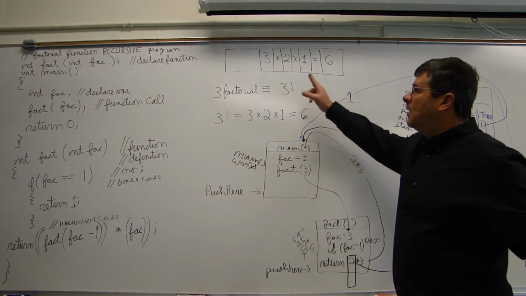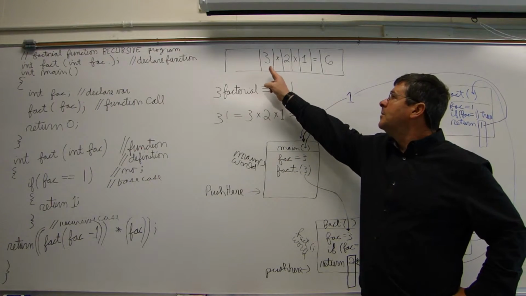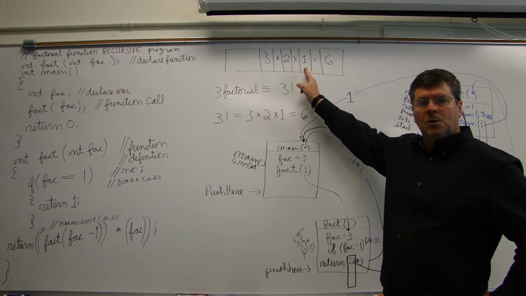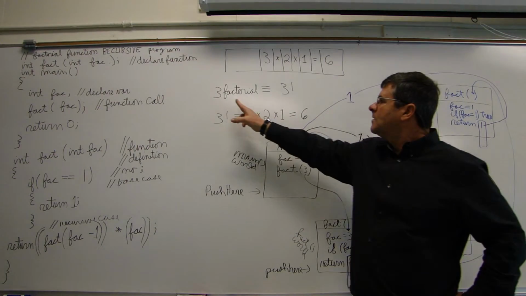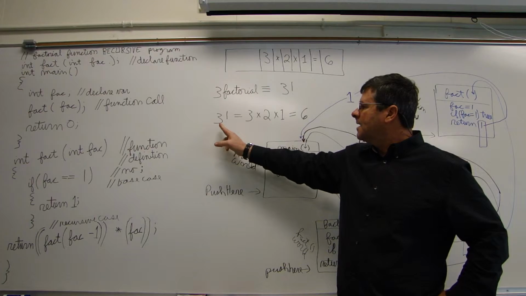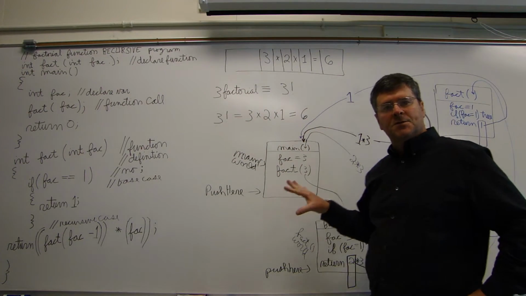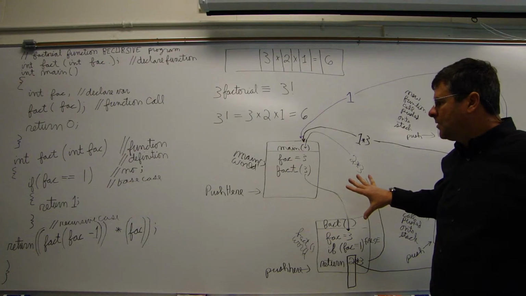If I wanted to find the factorial of the number 3, then it would be 3 times 2 times 1 equals 6. 3 factorial is defined as 3 exclamation point. Here I'm doing it again. 3 factorial equals 3 times 2 times 1 equals 6. Now let me describe the recursion that's occurring.